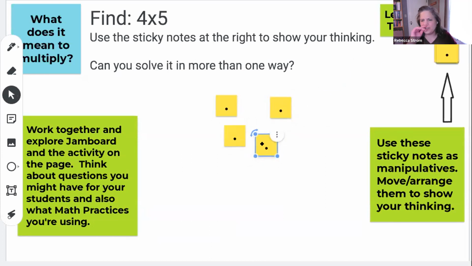Yes, I'm seeing some great definitions. A quicker way to add the same number over and over. You've got words like product, adding in multiples. Exactly. So as we're doing this, what would you predict you could do with these squares to demonstrate 4 times 5?